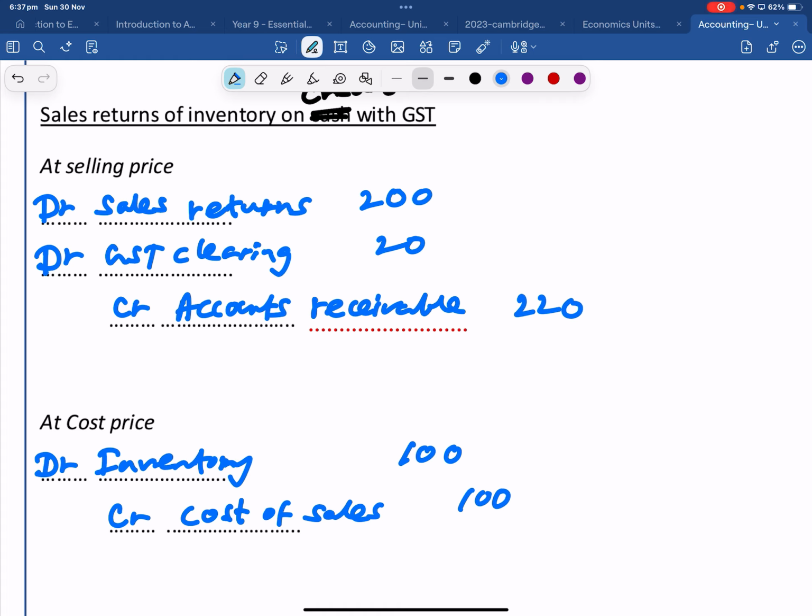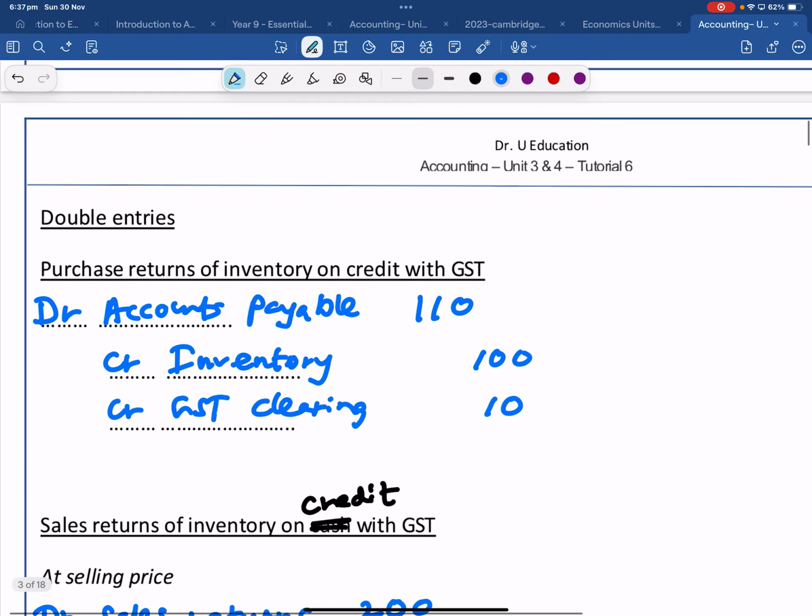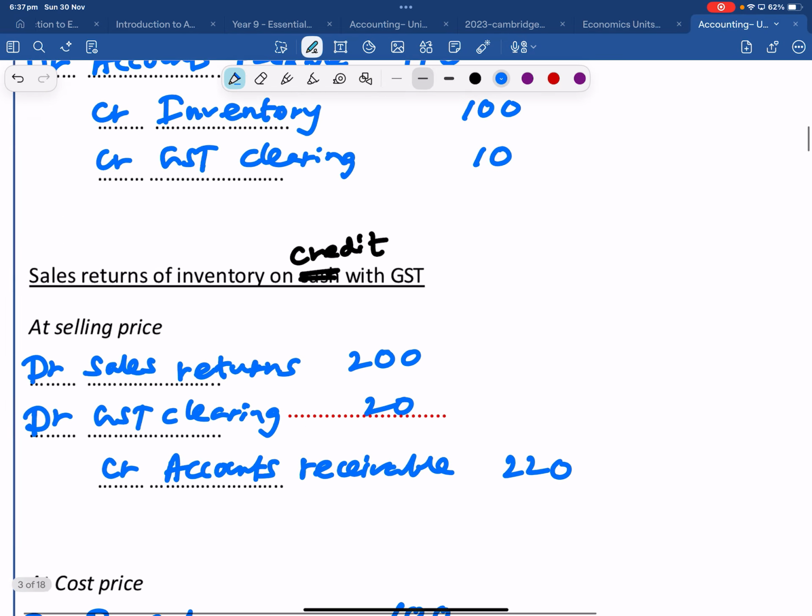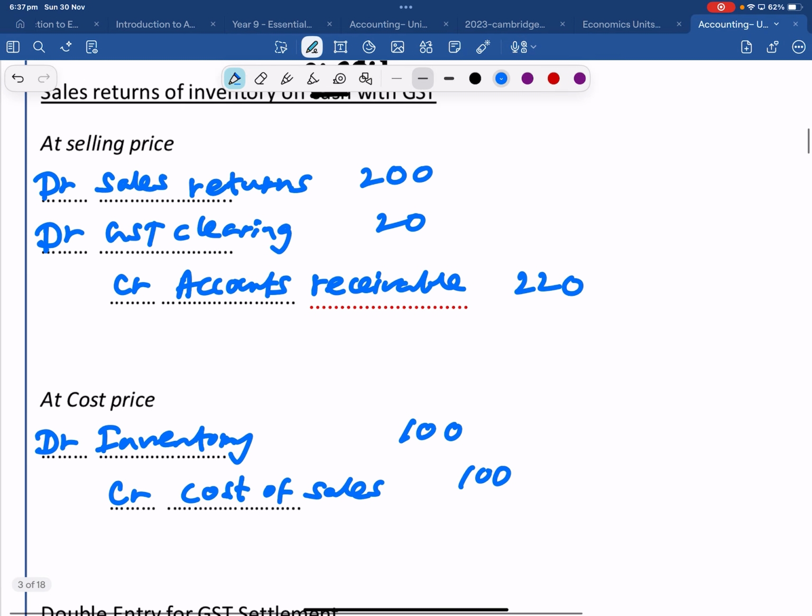Okay, now the point. Why do we have a separate sales returns account? We didn't have that in purchase returns. We didn't have a purchase return account, did we? We just simply reversed into the inventory. But this one, we didn't do that. Why didn't we reverse it, or why do we have a separate ledger? Does the business need to analyze how much sales returns they have? Why do you want to analyze it? To see how many products are effective.